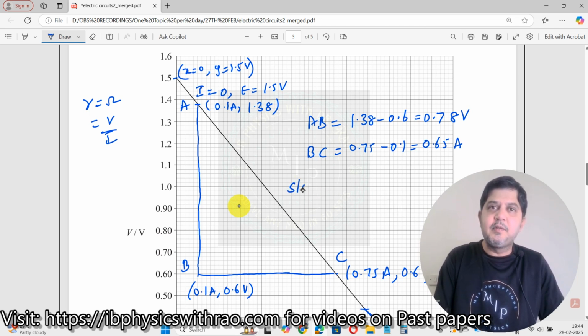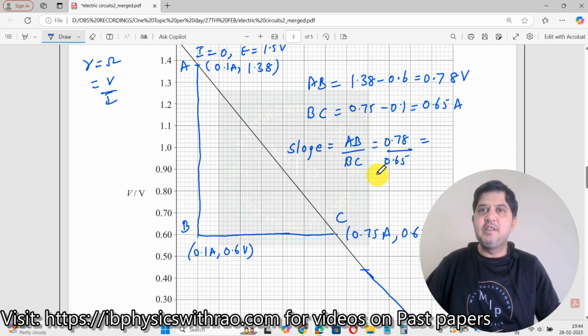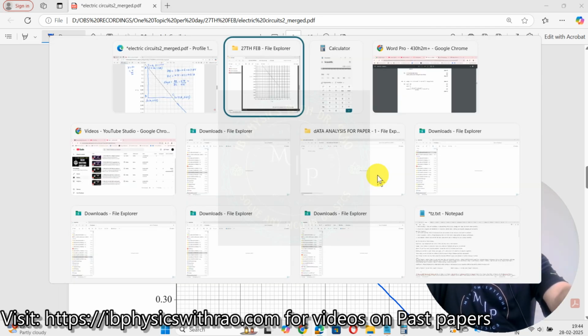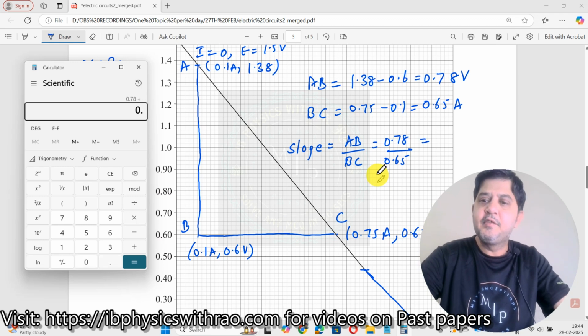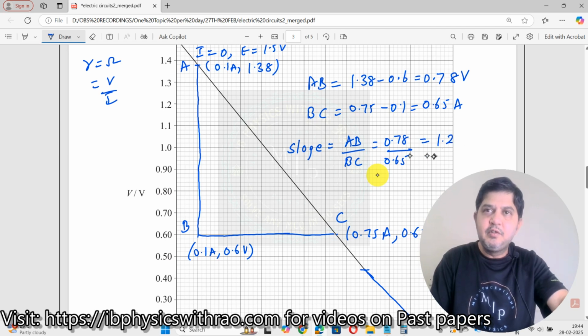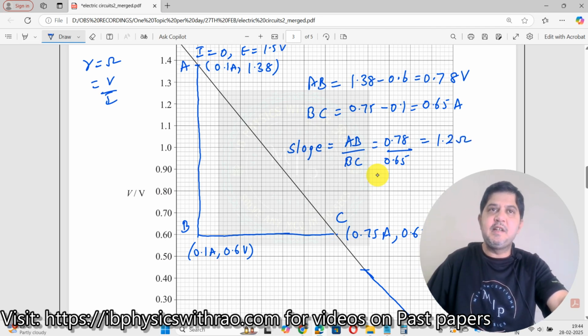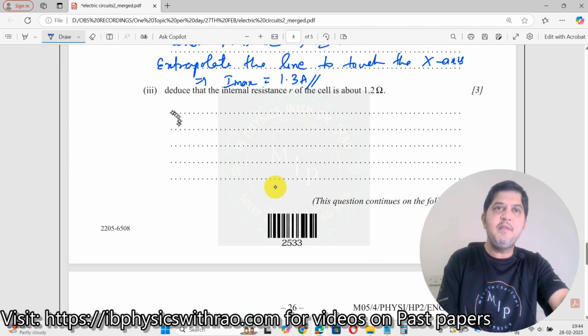Now I want to find the slope. What is the slope here? Slope is equal to AB divided by BC, which will be 0.78 divided by 0.65, voltage by current. So when I do this, 0.78 divided by 0.65, it is 1.2, unit ohms. What is this now? Internal resistance. Let us take this value, 1.2 ohms.